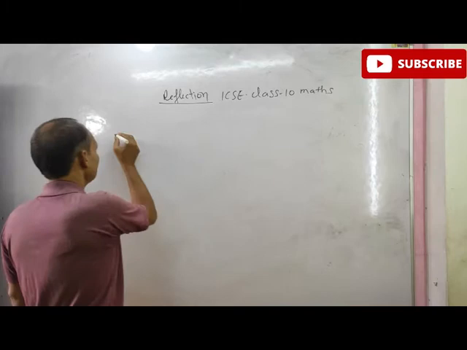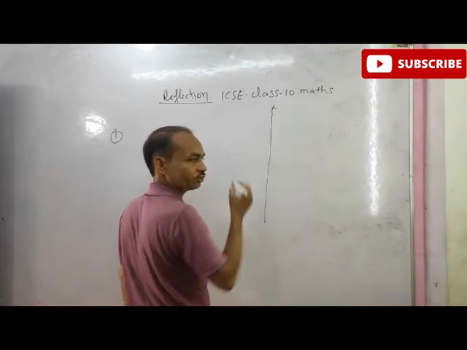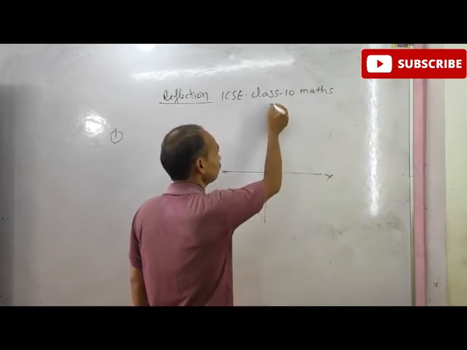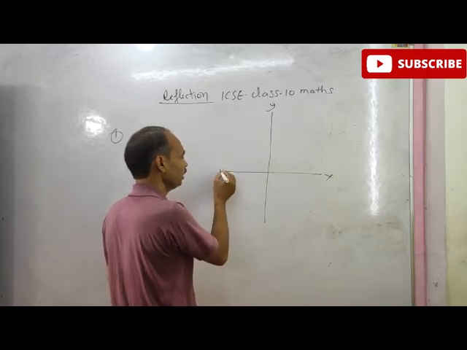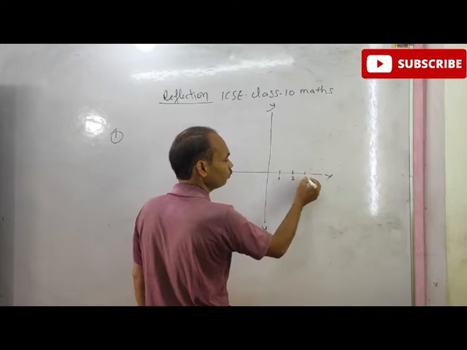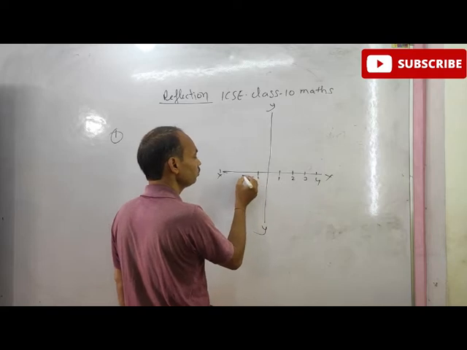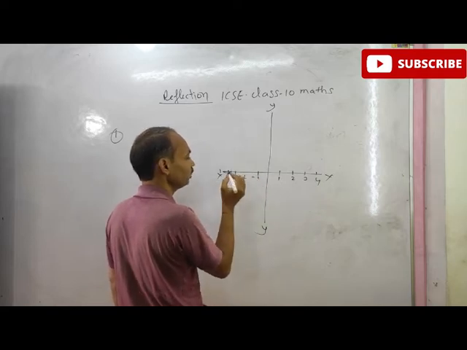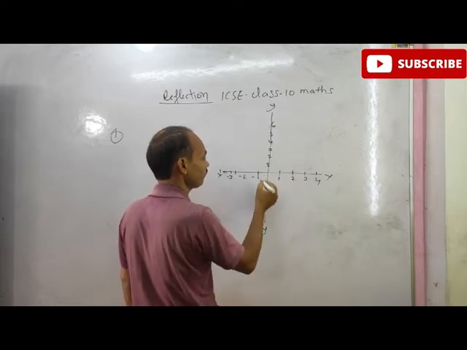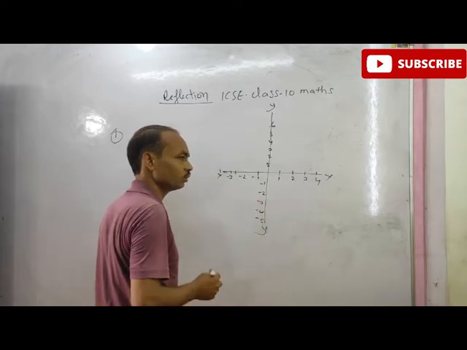Now, first of all, you know that this is the x-axis and this is the y-axis, x dash and y dash. These values are positive 1, 2, 3, 4, while these values are negative: minus 1, minus 2, minus 3. Positive 1, 2, 3, 4, 5, 6, and negative: minus 1, minus 2, minus 3, minus 4, minus 5.